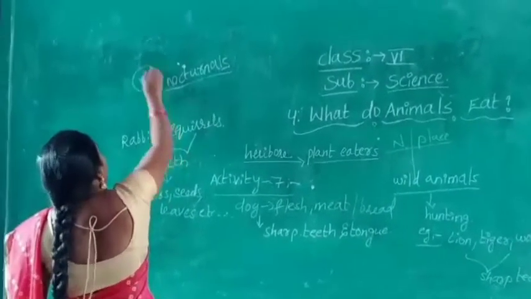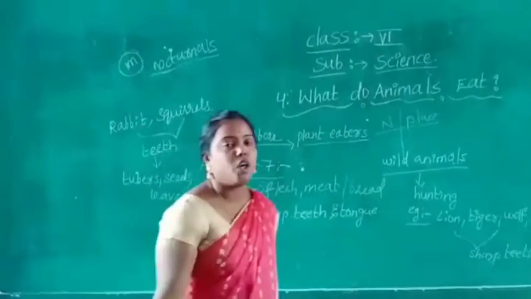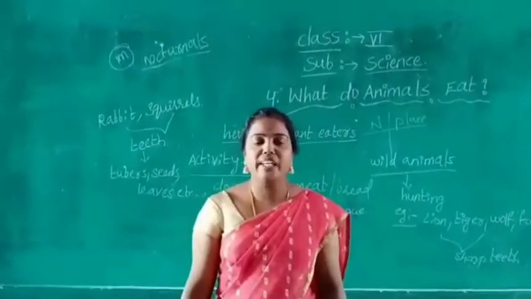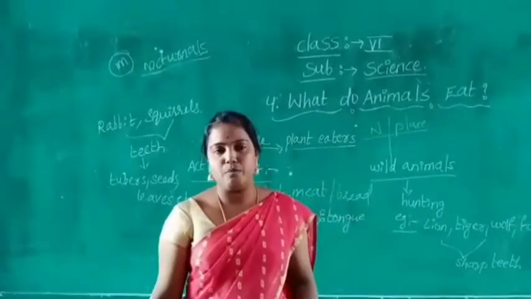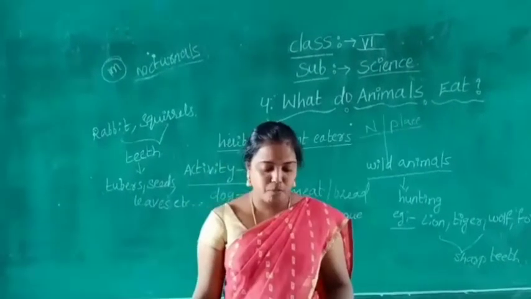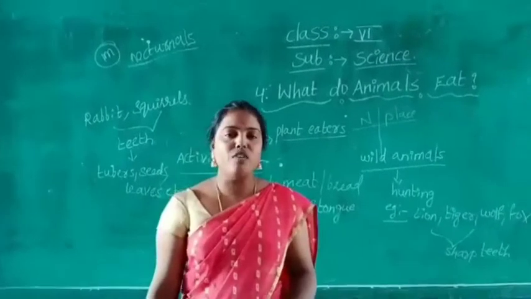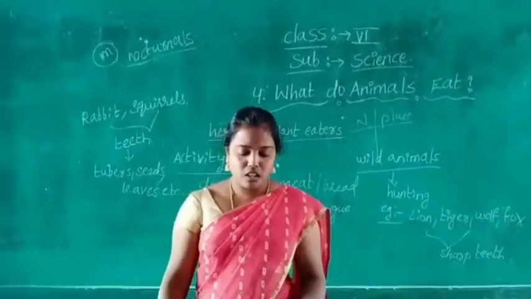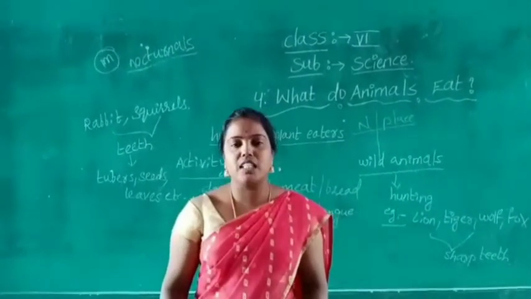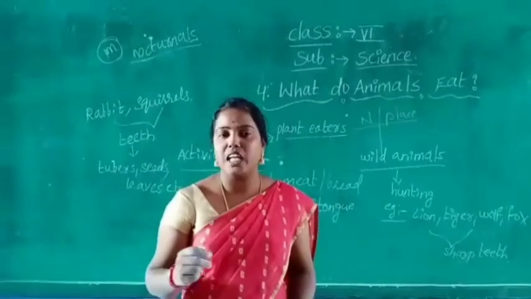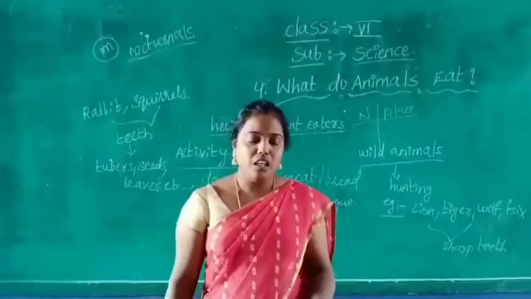Very important. One more question. What are called nocturnals? Children, some animals find their food only at night time. For example, cockroaches, desert lizards, rats, owls, bats, moths, crickets, etc. These animals find their food only in the night time, not in the daytime.